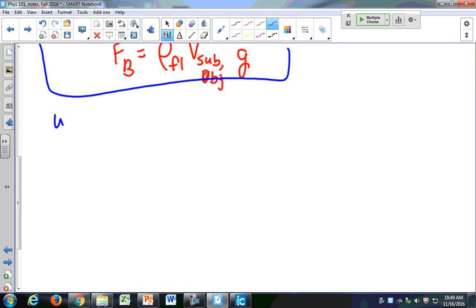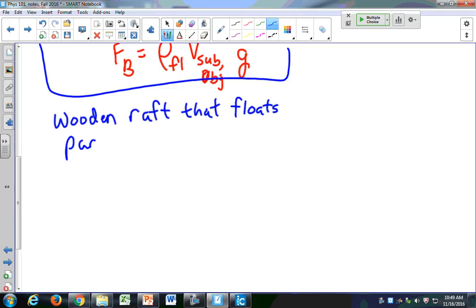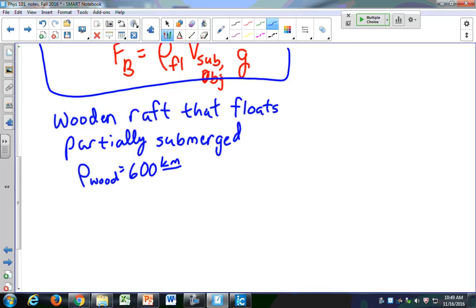But let's say that we have a wooden raft that floats partially submerged. And I'll tell you that the density of wood is equal to 600 kilograms per cubic meter. The area of the top of the raft is equal to 5.7 square meters.